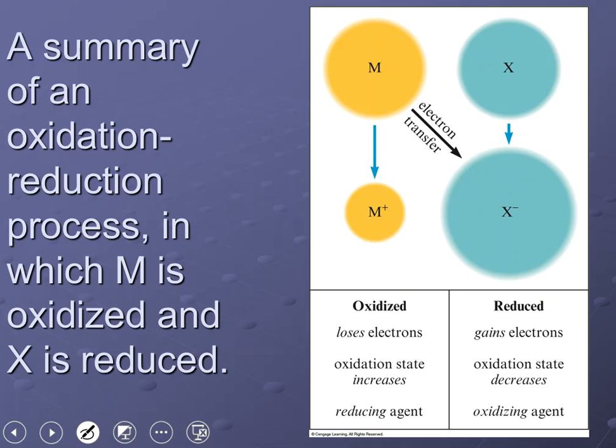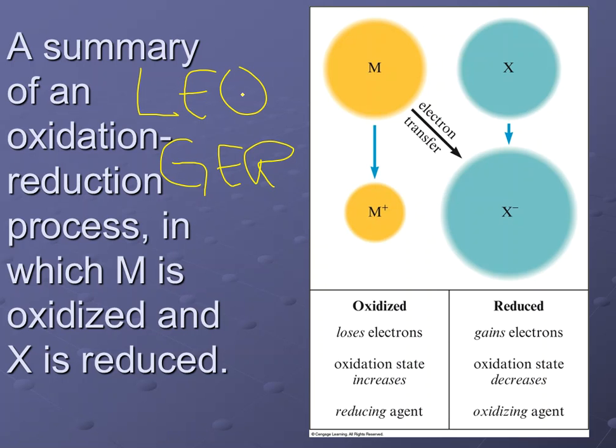LEO. Get my pen here. LEO, and then GER, which is like Leo the lion. All right, so LEO means lose electrons, oxidized. GER means gain electrons, reduced. It's a little mnemonic device to help with that.